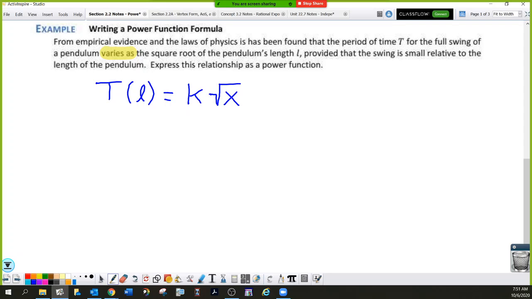Square root of x. I've been told to express this relationship as a power function. That means it needs to be kx to some exponent. So what would that exponent be? What is the square root as an exponent? It's 1/2. Yeah. And there you go.